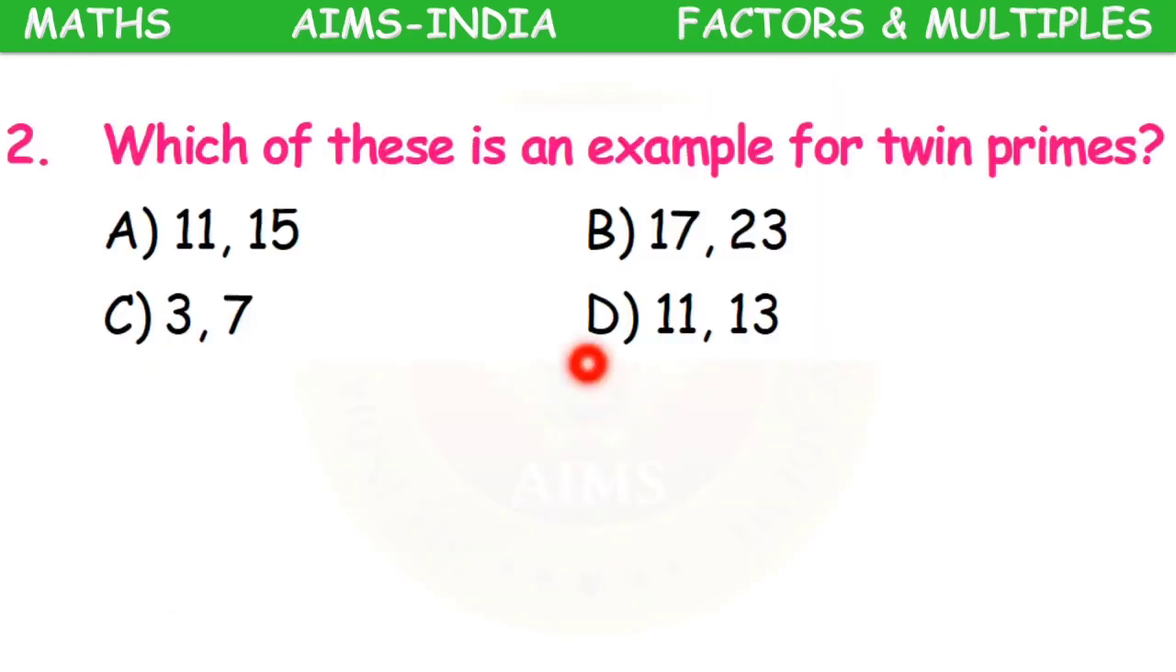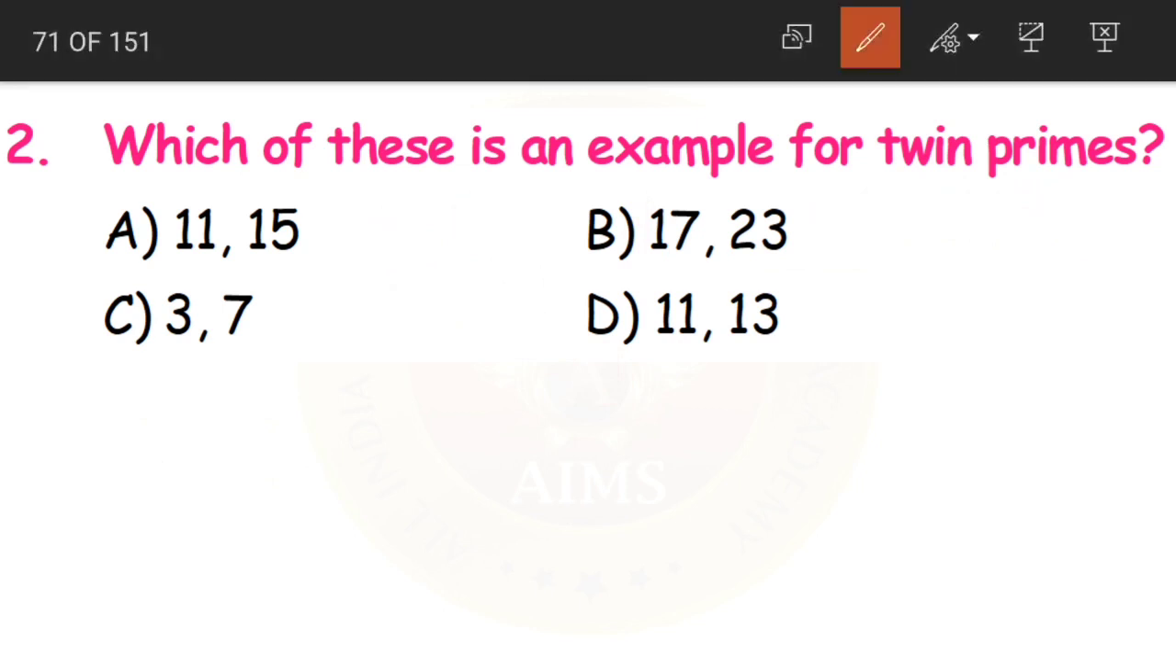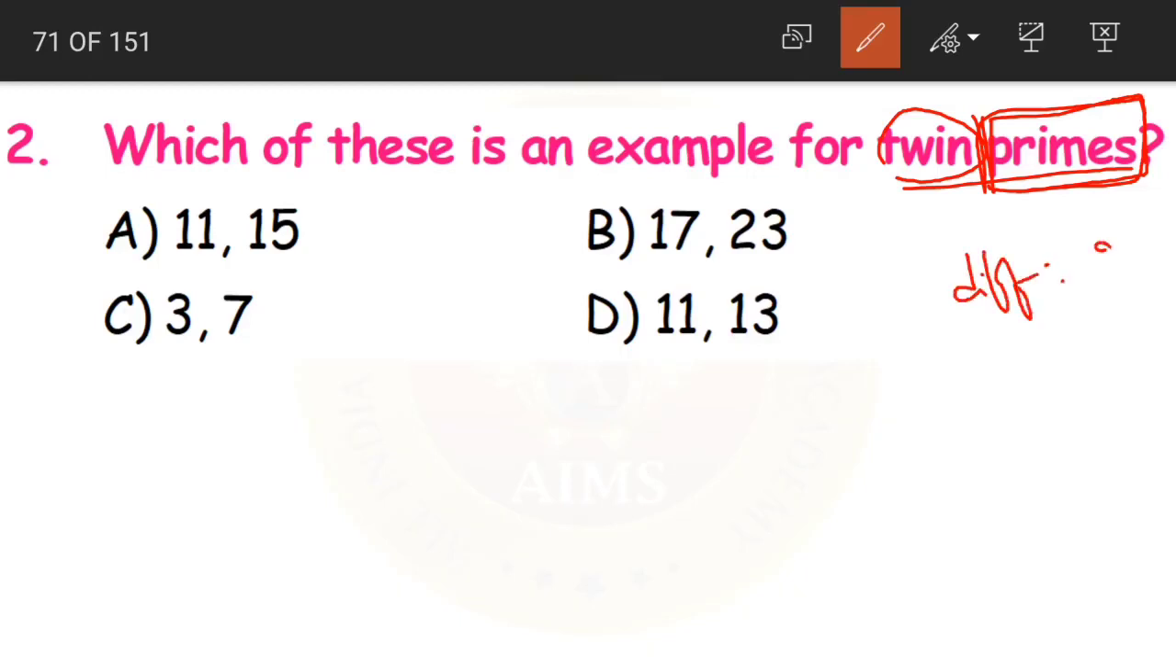Next question. Which of these is an example for twin primes? Now what are twin primes, children? Yes, it is important that you do not get confused between co-primes and twin primes. As I said, twin primes are two prime numbers. The given numbers have to be prime numbers, children. And what is the condition? Their difference should be 2. The difference between the given two prime numbers should be 2.